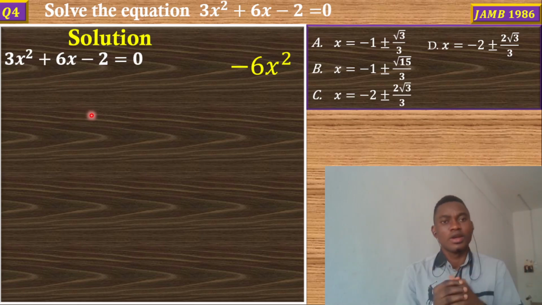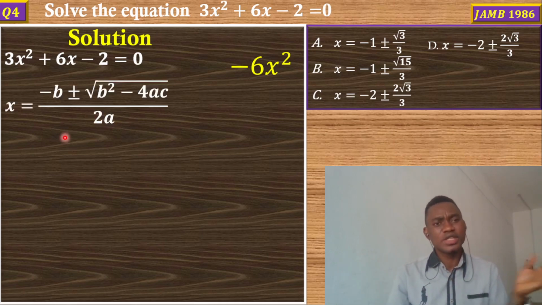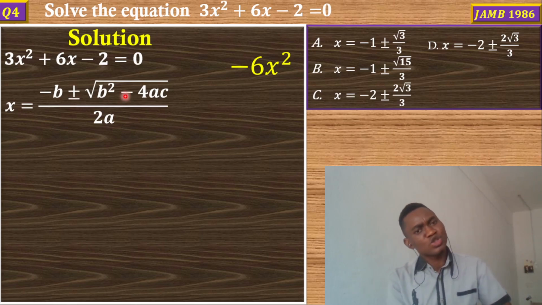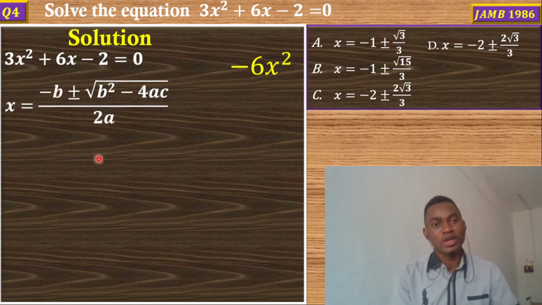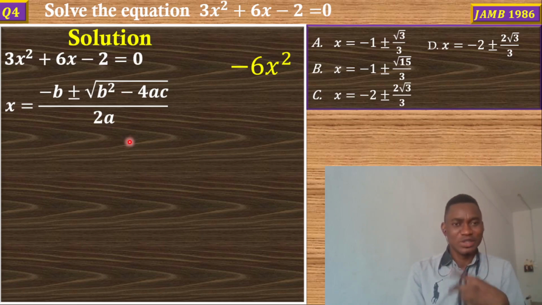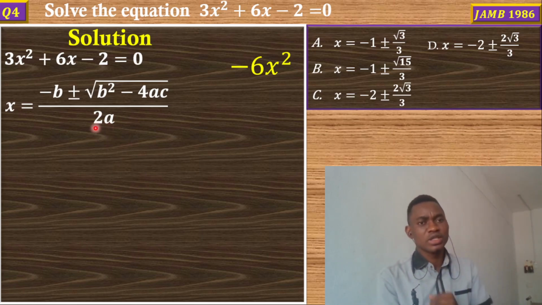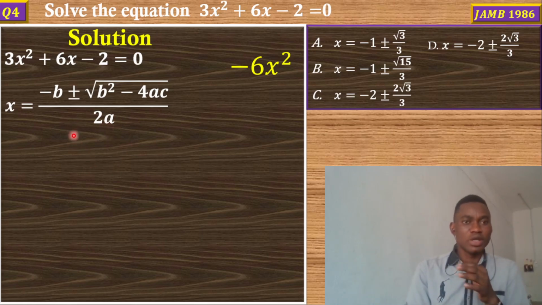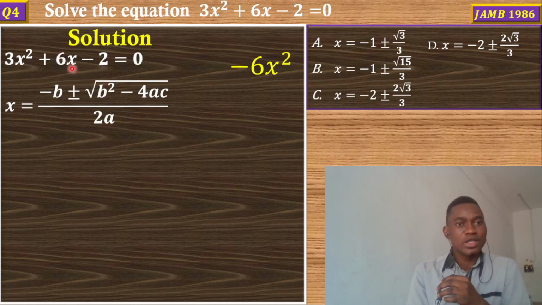What do we do? Let us employ the formula method. The formula method says x is equal to minus b plus or minus root of b squared minus 4ac all over 2a. On this channel, this quadratic formula has been proved. You can look for the video and enjoy yourself. Okay, so let's proceed with the formula method. As you can see, our b is 6, our a is 3, and c is minus 2.